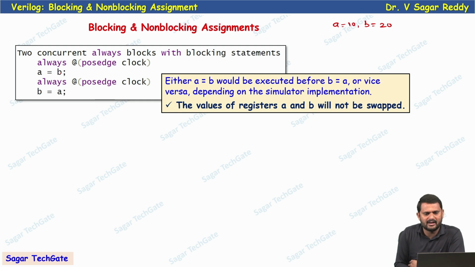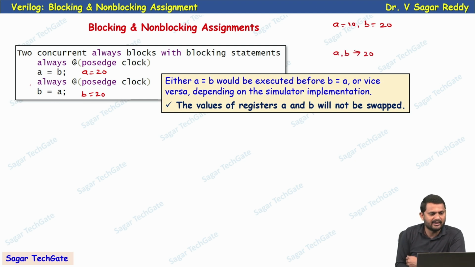What is the B value? B value is 20. Now A = 20, immediately it is updated. After that, this always block: what is the value of A? 20. Now B = 20. So both A and B values are 20. In this case, both A and B values are 20 only.